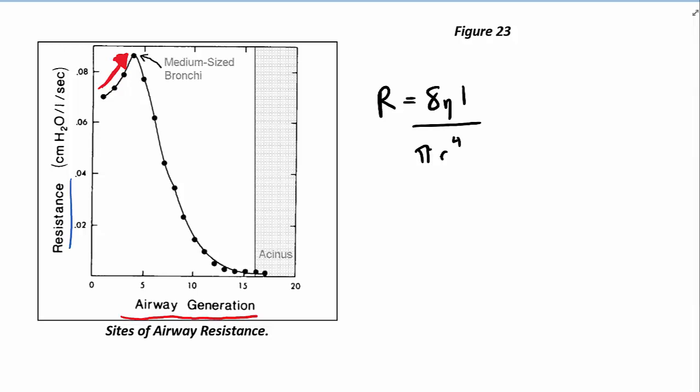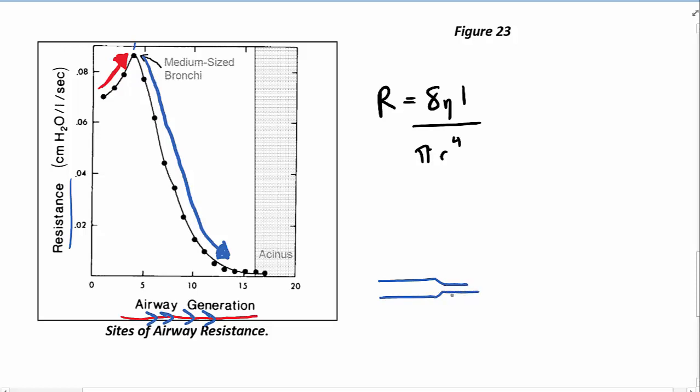However, something occurs that we don't expect, and that is at generation, on this graph, around 4. So right here at generation 4, we begin to see a drastic decrease in resistance to airflow, even though we're moving down the tubes, and the tubes generally are getting smaller. So why do we see this decrease? Well, if we had just one tube right here, and we decreased the radius of that tube to, say, that radius right here, what would you expect to see?